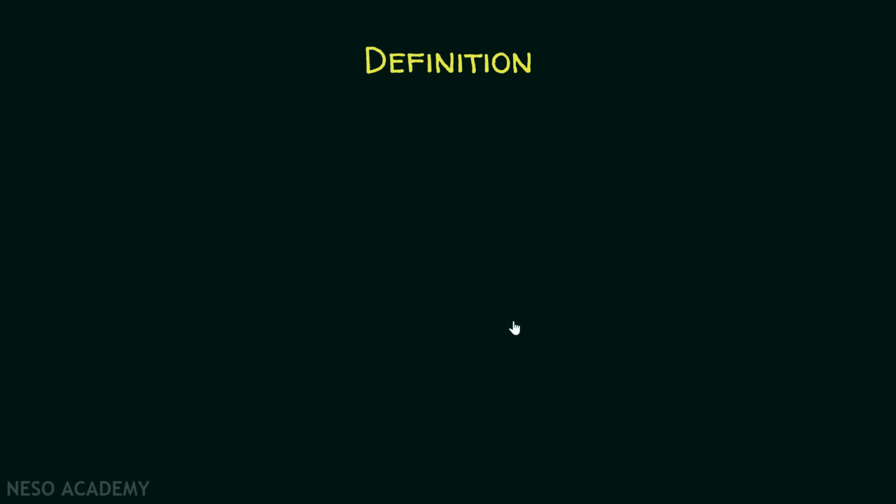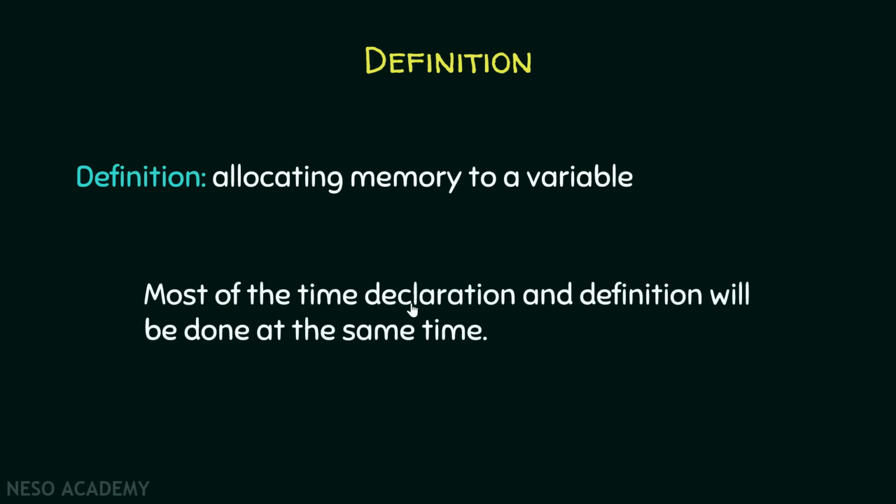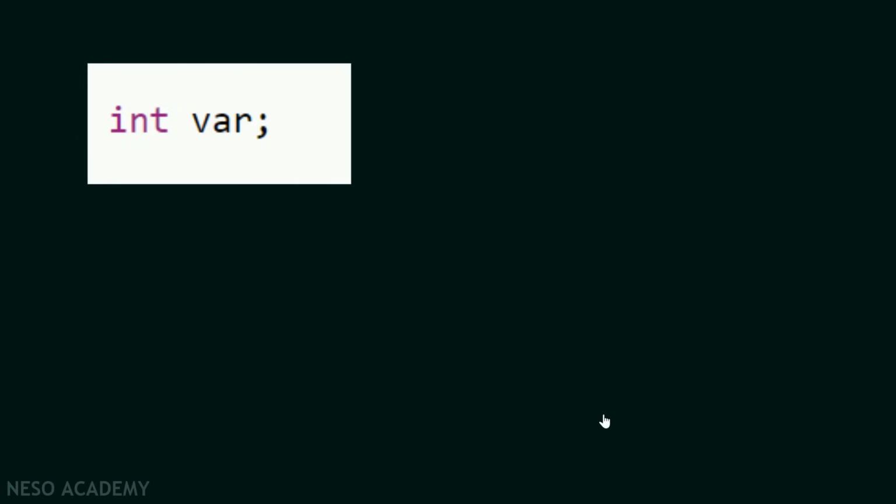There is one more term called definition of a variable, which means allocating memory to a variable. Most of the time, declaration and definition will be done at the same time, but this is not always the case. It depends on the modifiers you mention with the variables. We will talk about modifiers later, and then we will also explain how declaration and definition is different for different modifiers. Let me give you an example of how to declare a variable.